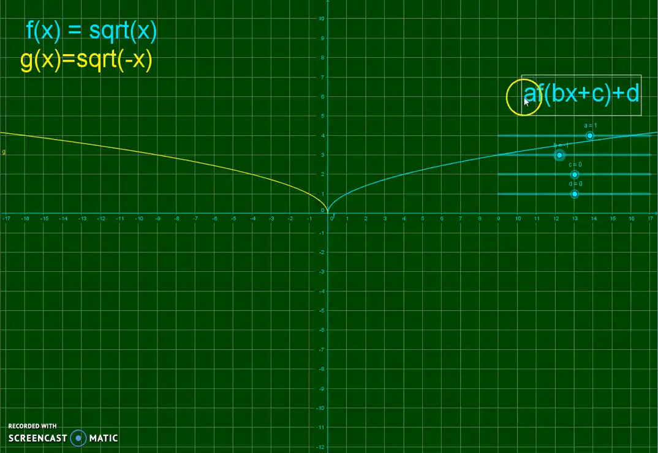So reflection is by changing the sign of either a or b, and just think about it logically as to what's happening here. When you change the y value to negative, it's going to flip across the x. Change the x value to negative, it flips across the y. All right, let's look at the next set of transformations.